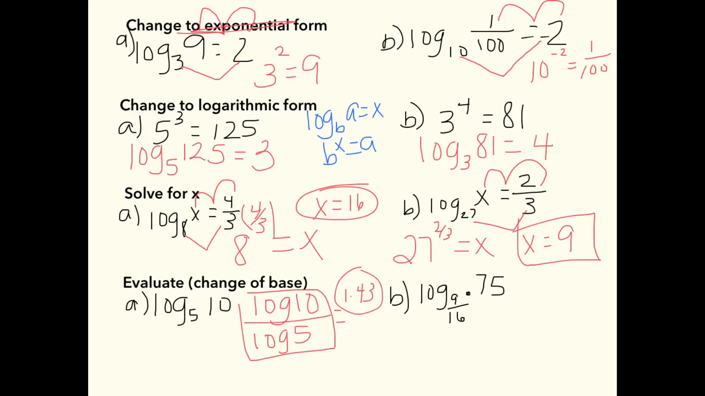So on B, you have log 0.75 over log of 9/16. So log of your argument, the big number, divided by log of your base. Put it in your calculator and you get 0.5. So go ahead and try C by yourself.